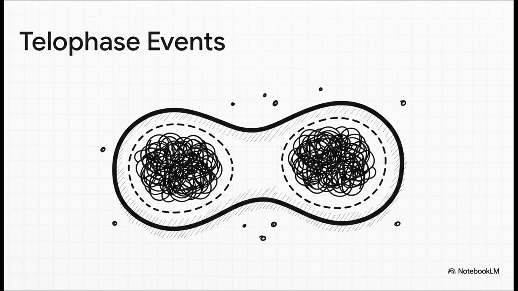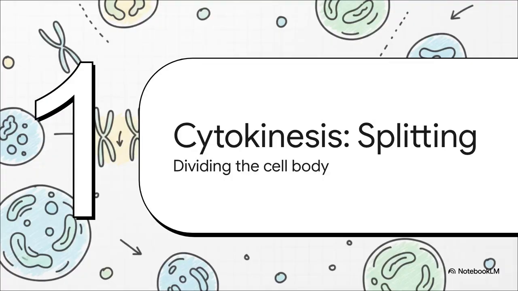Notice those dashed lines reforming? That's the nuclear envelope reappearing around both sets of genetic material. So by the end of this phase, you have one cell body, but two fully formed, completely genetically identical nuclei. Section 6. Cytokinesis. Splitting the room. Dividing the physical cell body.